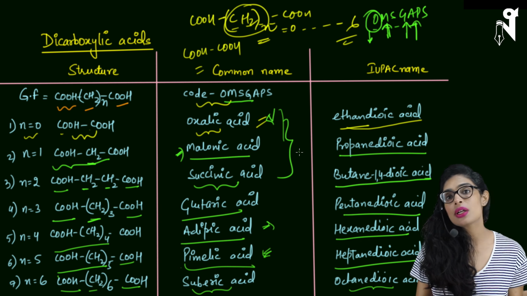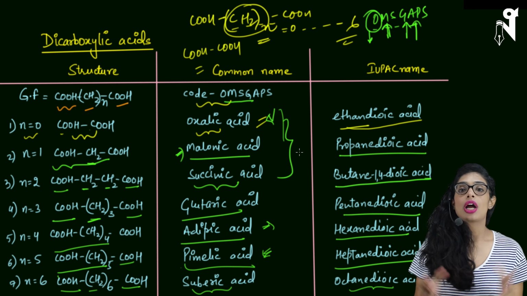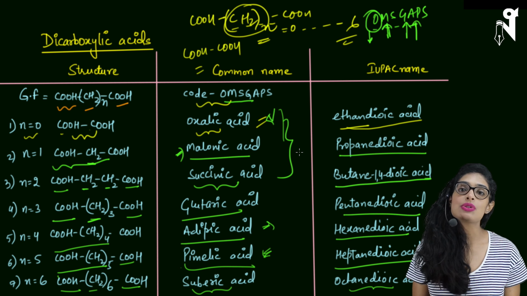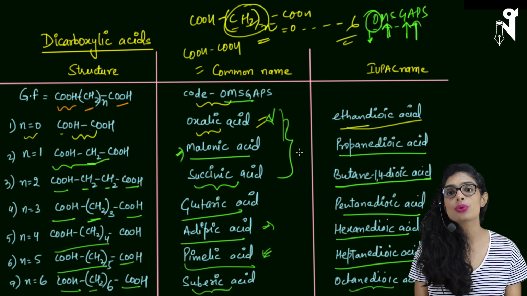So these common names definitely you will have to mug up. There is no other way out. For IUPAC names, we have learned the rules and you will be able to write them on your own. So you won't have to think or mug up these IUPAC names. You just have to remember the rules required to write the IUPAC names.